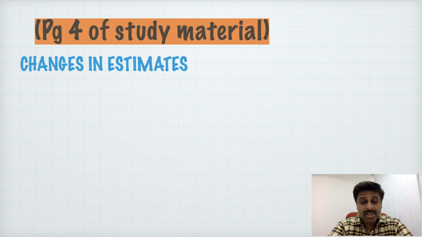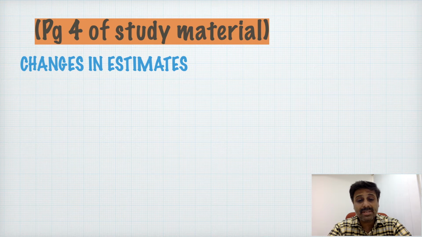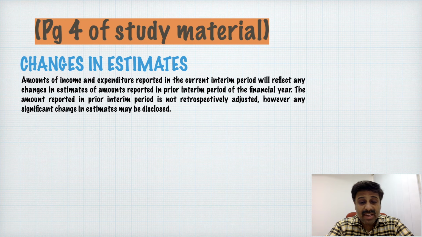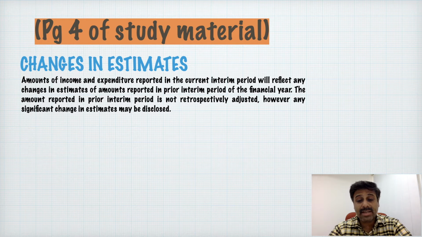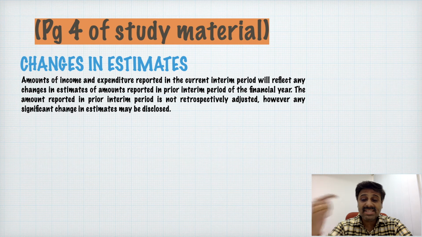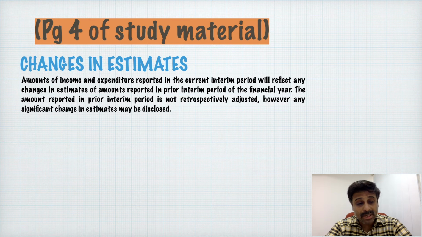Further, if you go, you'll find changes in estimates. Here also discrete approach, changes in estimate. Just now I discussed with you in the disclosure. If BDR percentage is changed from 5% to 8%, that must be disclosed. Amounts of income and expenditure reported in the current interim period will reflect any changes in estimates of amounts reported in the prior interim period of the financial year. So even if a prior interim period estimate changes and it affects the current financial year and quarter, that has to be disclosed and restated. Restated means written with the correct amount again. The amount reported in the prior interim period is not retrospectively adjusted. However, any significant change in estimates may be disclosed.